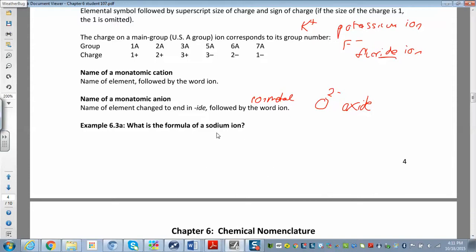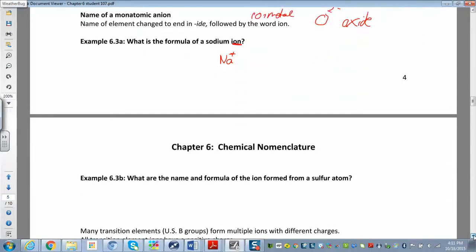So what's the formula of the sodium ion? The sodium ion is going to look like sodium plus. So remember, ions have a charge. How is this different than the sodium atom? This guy lost an electron. He has fewer electrons than the sodium atom. So he's an ion because he has a charge.